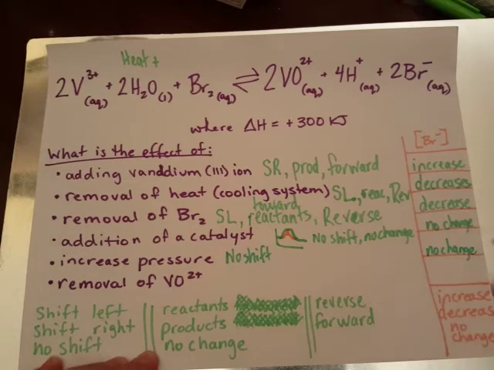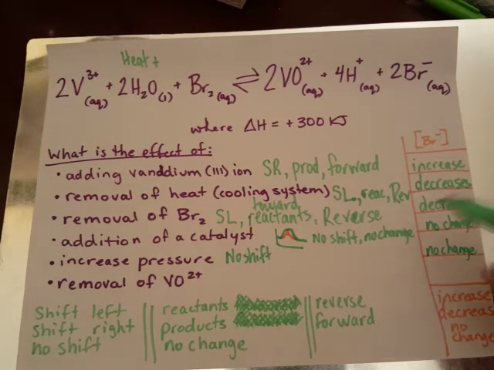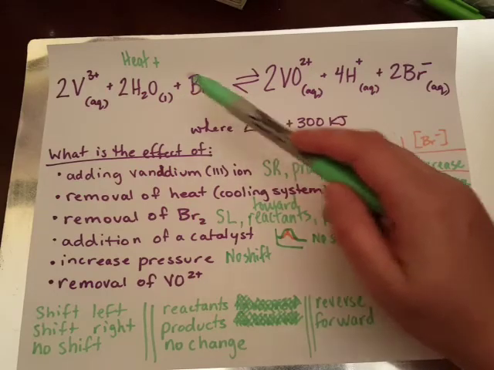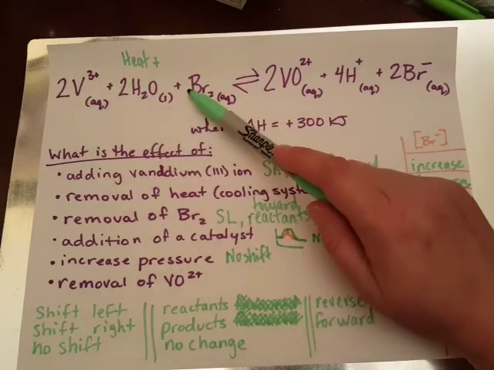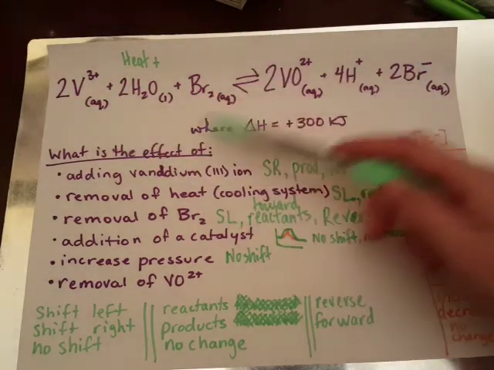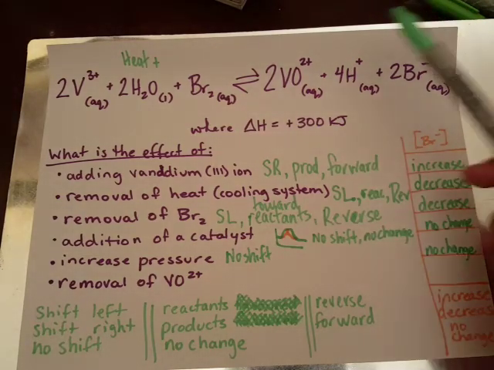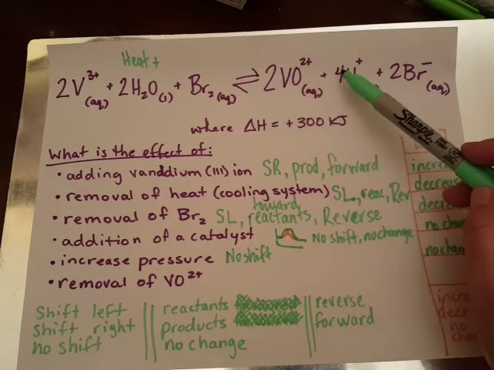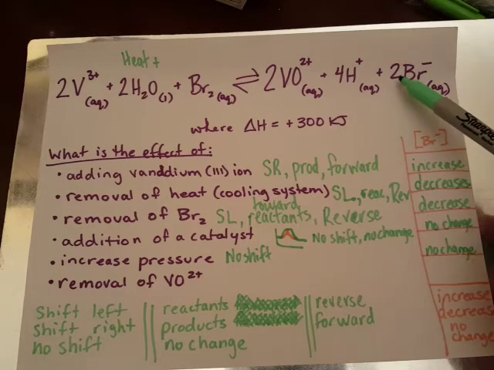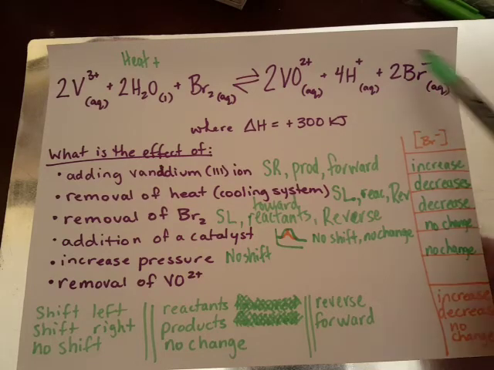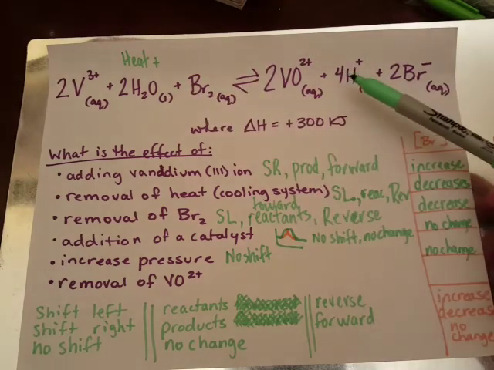So let's just take a second and pause there. Let's just pretend that they were all gases. How would we answer this question if they were gases? What we'd want to do is add up the number of moles on each side. So assuming it's gas, gas, gas, we'd have 2 plus 2 plus 1, so we'd have 5 moles of reactants. And here we'd have 2 plus 4 is 6, plus 2 is 8. So 5 moles here, 8 moles here.